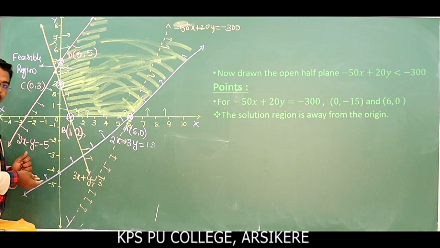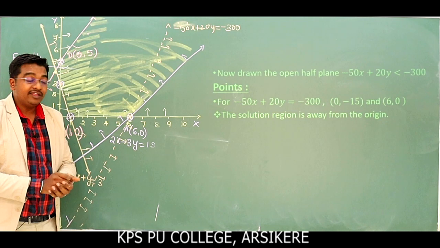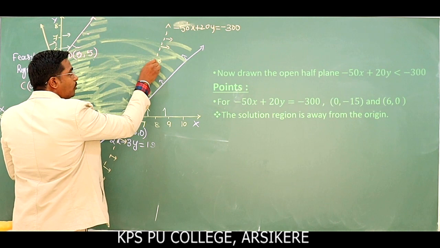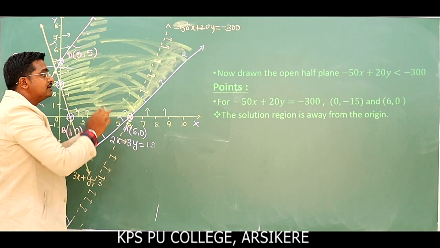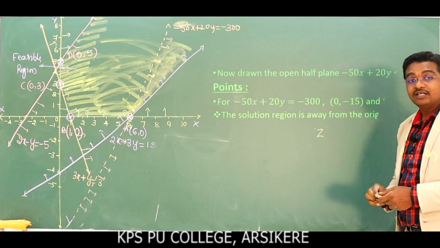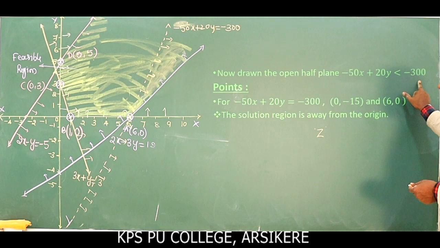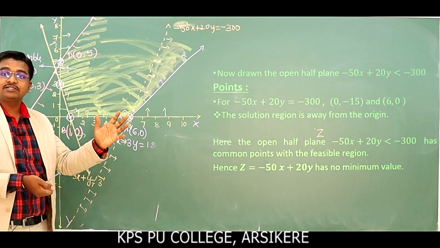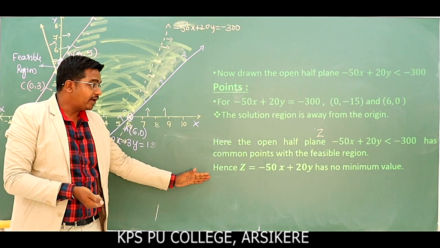Okay, so now check whether the open half plane determined by the inequality minus 50x plus 20y less than minus 300 has a common point with the feasible region or not. These are the common points for both the feasible region as well as the open half plane determined by the inequality. So what do we conclude here? Hence z, the objective function, has no minimum value, because this open half plane has common points with the feasible region. Hence z is equal to minus 50x plus 20y has no minimum value.